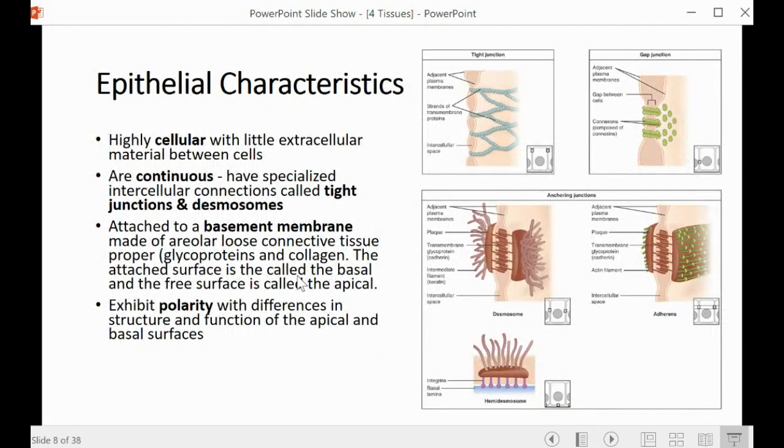What is epithelial tissue like? Well, one, it's highly cellular. That means there's a lot of cells.